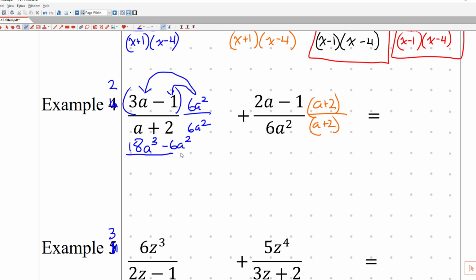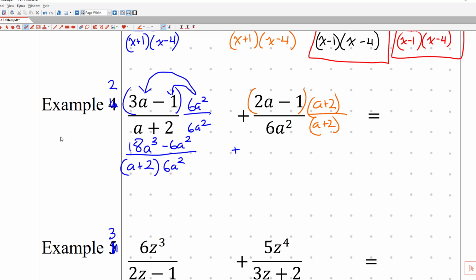What about the denominator? The denominator is the quantity of a plus 2 times 6a squared. Okay, copy down the symbol. I have a plus symbol. And then this one is going to be a little bit harder because I'm multiplying a binomial by a binomial. It's this quantity of 2a minus 1 times the quantity of a plus 2.